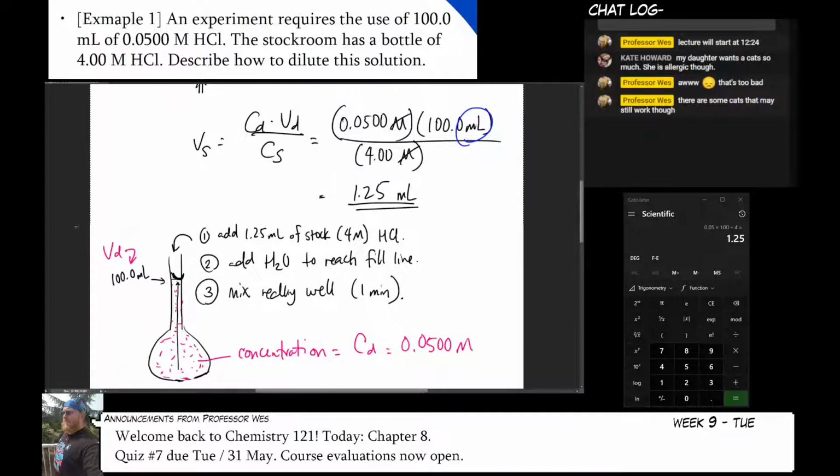So those are the 3 steps to making a solution. The first step is to add whatever you calculated. Step 2 is to add water to the fill mark. Step 3 is to mix real well. Do that for about a minute. There is one last step. Enjoy.